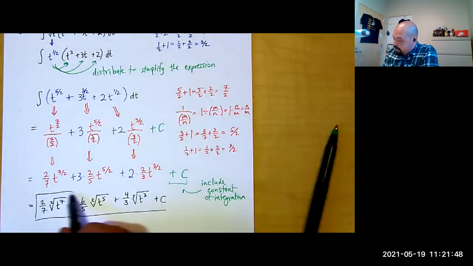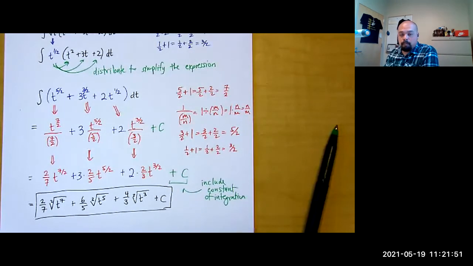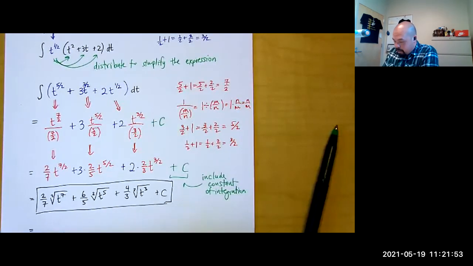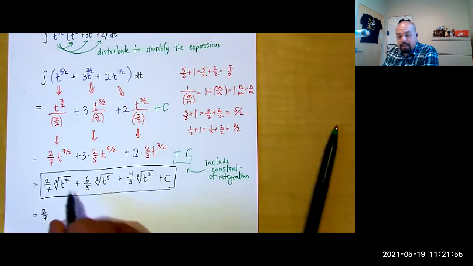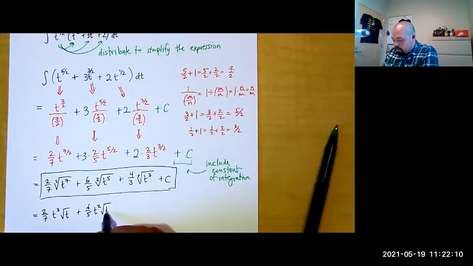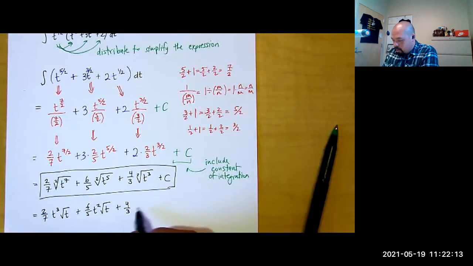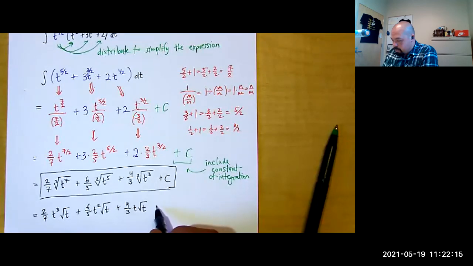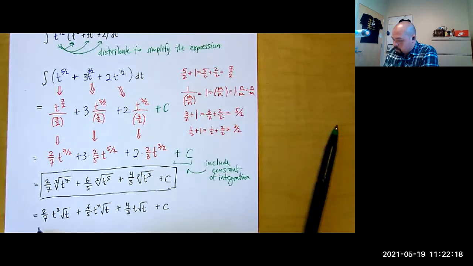And so I don't mind stopping here for that result. If you did want to simplify further, the square root of t to the 7th, right, t to the 6th times t to the 1st. That gives a t cubed square root t, plus 6/5 t squared root t, plus 4/3 t root t plus c. Another option, but I'll stop here, okay?